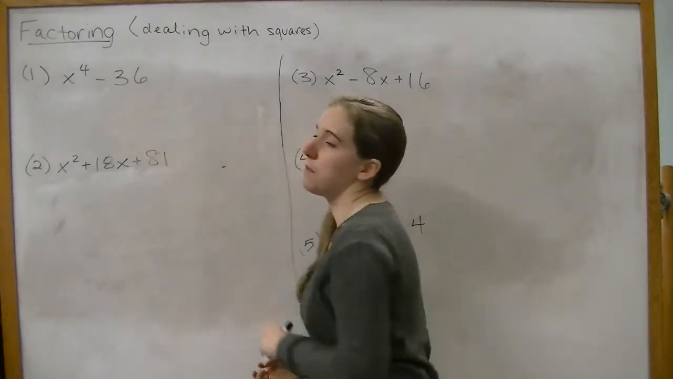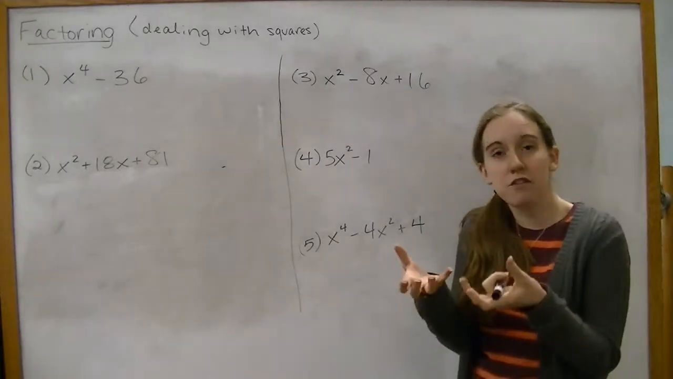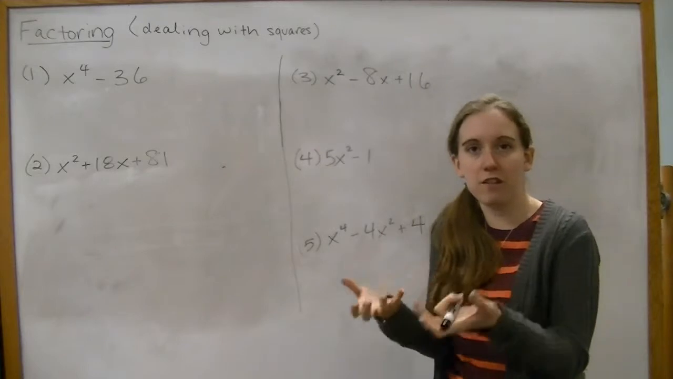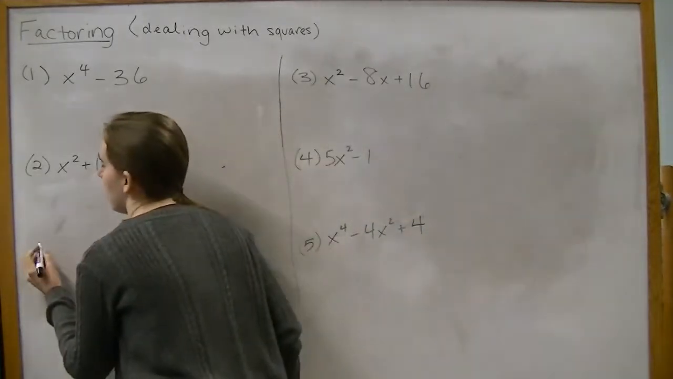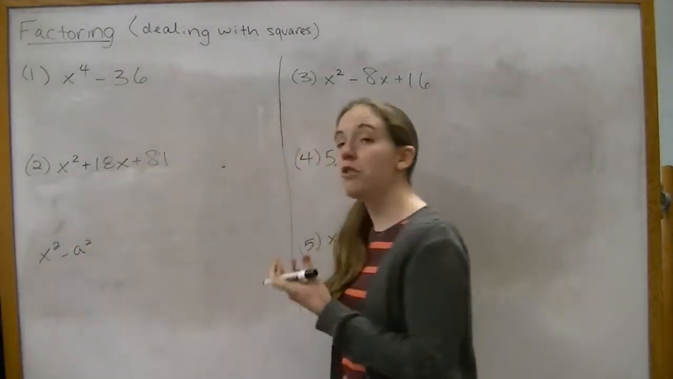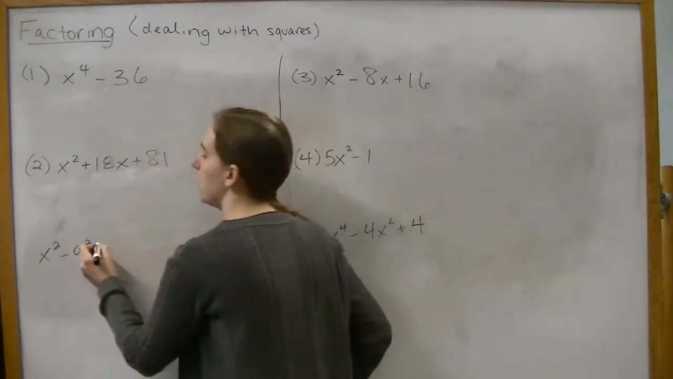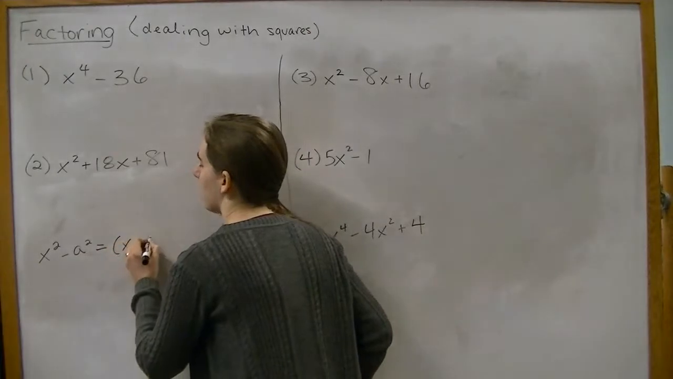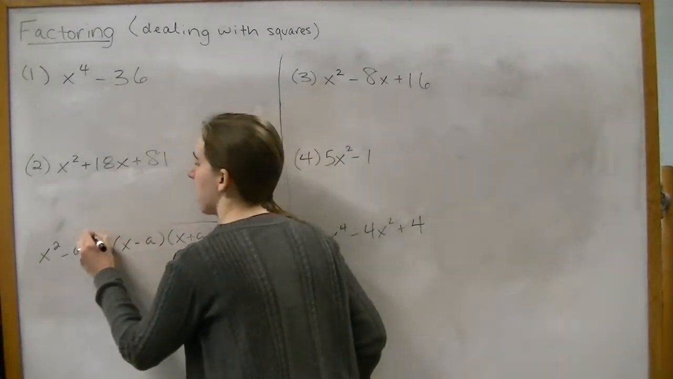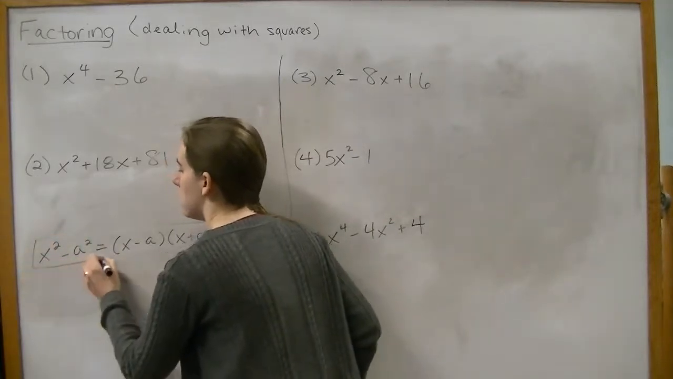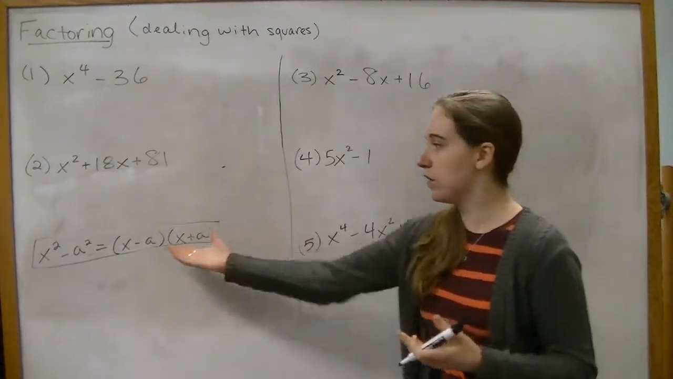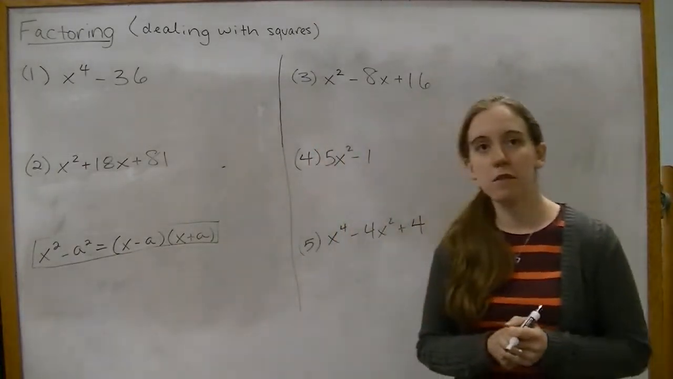This first example has two terms and it's a difference. So it makes me think it probably has something to do with the difference of two squares. If you remember, the difference of two squares means that if we're subtracting two things that are perfect squares, we can factor it into x minus a times x plus a. So this is the form we want to find and then use to factor these types of equations.